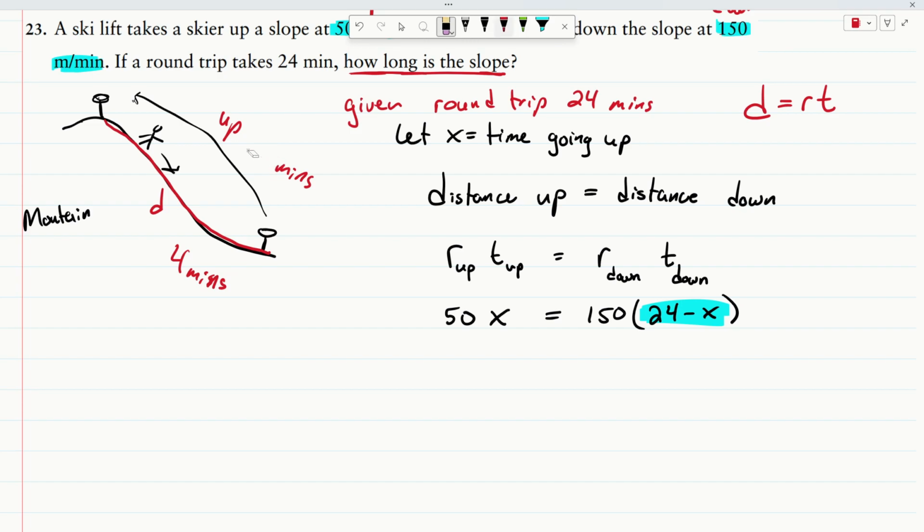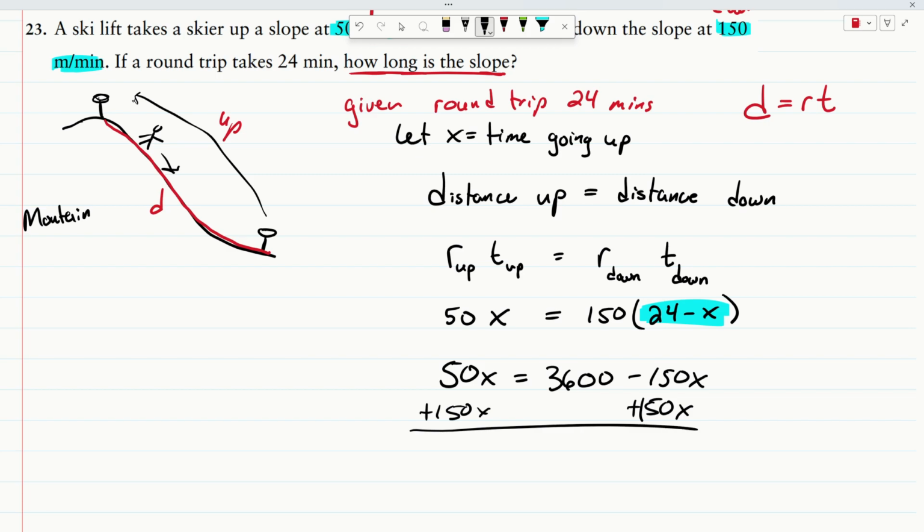If it took us 21 minutes to go up, then 3 minutes to go down, and so forth. So I know going down is 24 minus X. And from here, we have our equation. All we're going to do is distribute the right side of the equation. So 150 times 24 is going to be 3,600 minus 150x. Now I'm going to go ahead and group like terms by adding 150x to both sides.